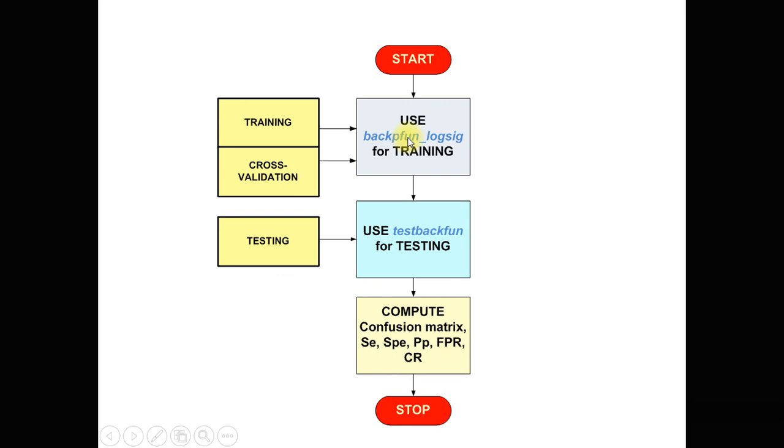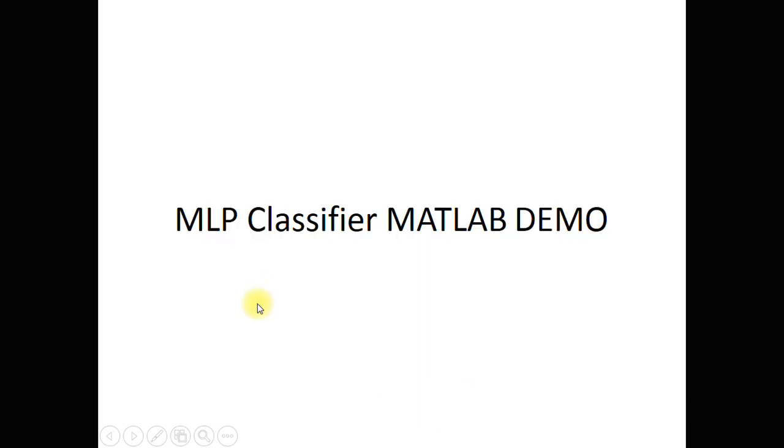I have written code for back propagation. It is now a function which I will be using, called back p fun. This is a function which I have created for training. Similarly, you can use another back propagation function which I have used for testing, and compute the confusion matrix and all these other parameters. So now we will switch over to MATLAB for demonstration.